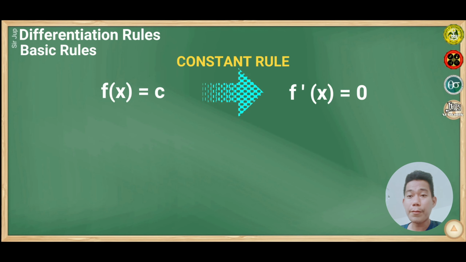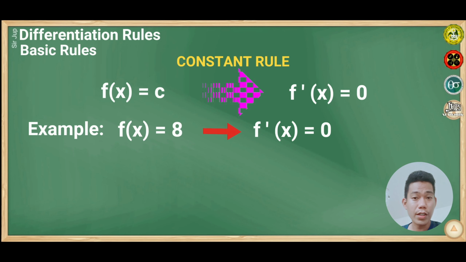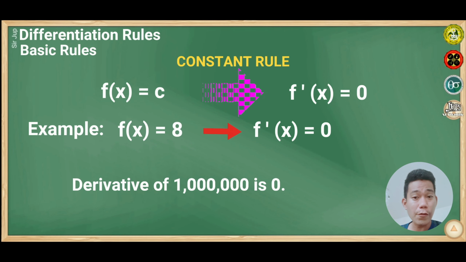So for example, if you have f of x is equal to 8, then its derivative f prime of x is equal to 0. So kahit anong constant, ang derivative ng isang constant ay 0. Kahit 1 million pa yan, the derivative of 1 million is equal to 0. Okay, so you have to know that. So that is the first basic rule.